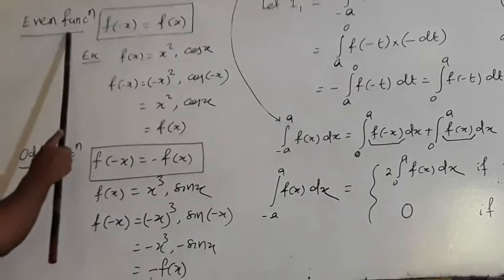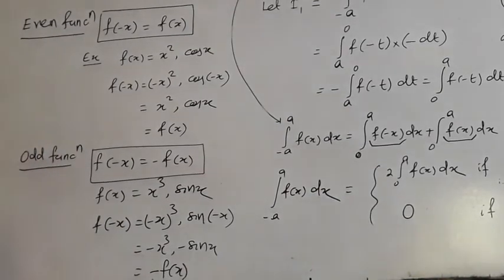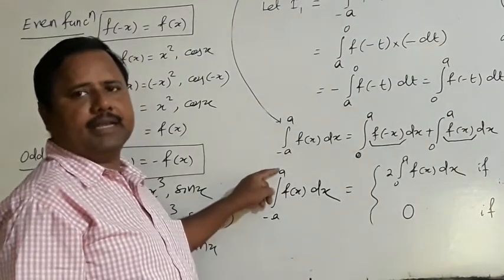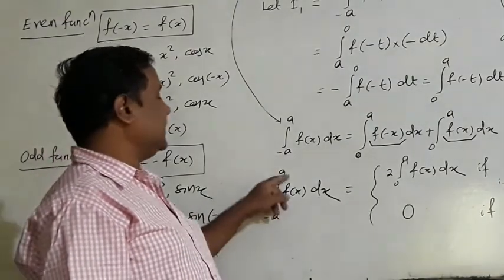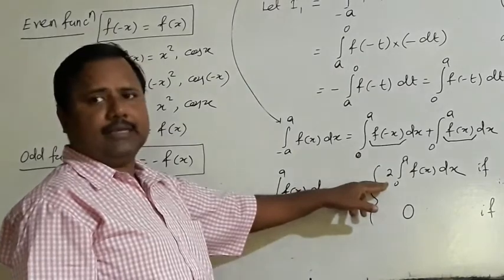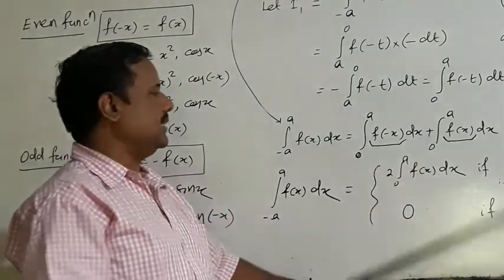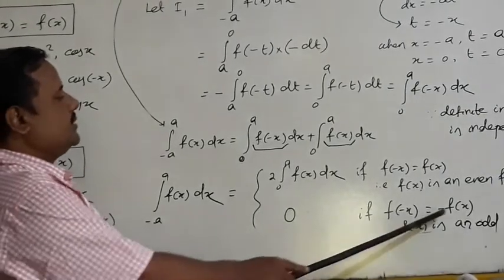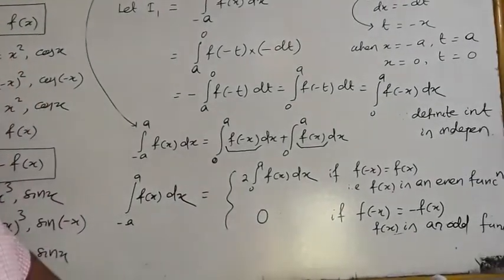So this is an even function, this is an odd function, and the result is: the integral from -a to a of f(x) dx is equal to 2 times the integral from 0 to a of f(x) dx if f(-x) is f(x), and 0 if f(-x) is -f(x). Okay.